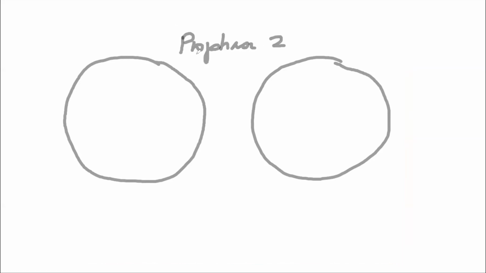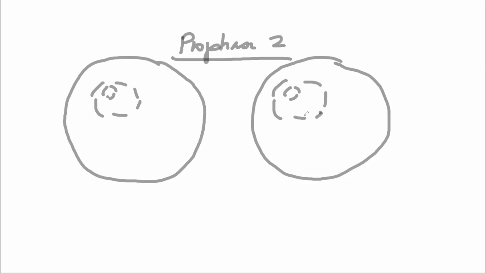Now remember, in prophase 2, it's 2 cells now that are undergoing meiosis 2. Okay? And then again, the dotted line, this is the nuclear membrane. That's the nucleolus. Okay? And then you know your spindle fibers are forming.